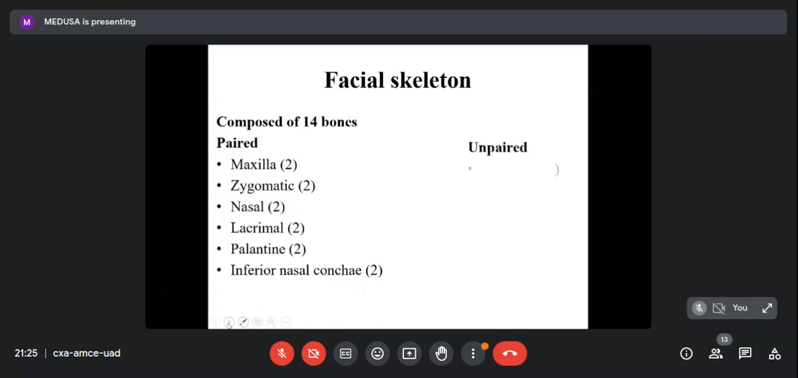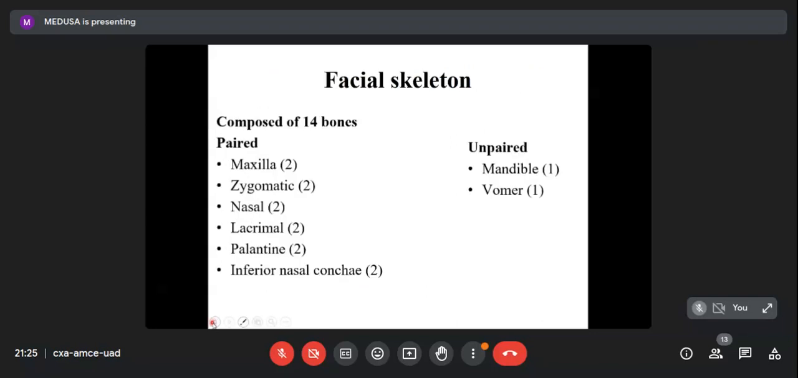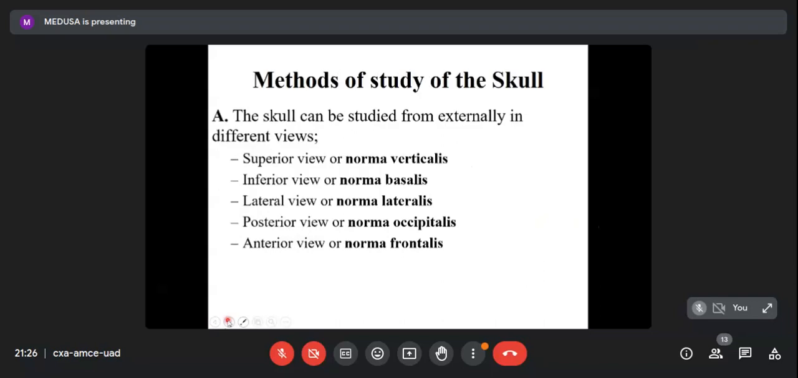Unpaired bones, we have the mandible. This one you have to know, it's just alone, so it's not paired. And then we have the vomer bone, which is also not paired. So from the facial skeleton, we only have 2 bones that are unpaired: the mandible and the vomer bone.